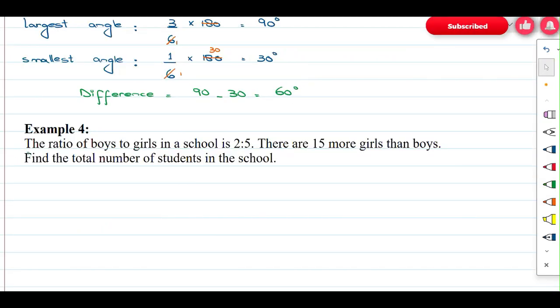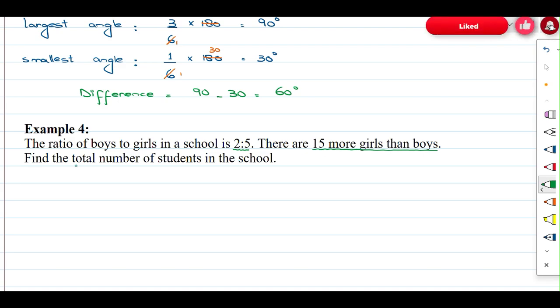Let's take another example. The ratio of boys to girls in a school is 2:5. Boys are in the ratio of 2, girls are in the ratio of 5. There are 15 more girls than boys. Now the total is not given to us. When the total is not given, how can we solve the question? Find the total number of students in the class.